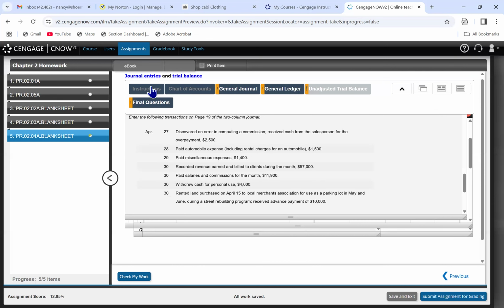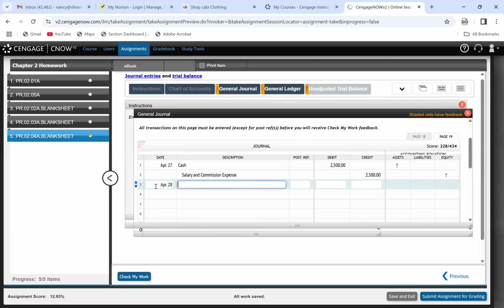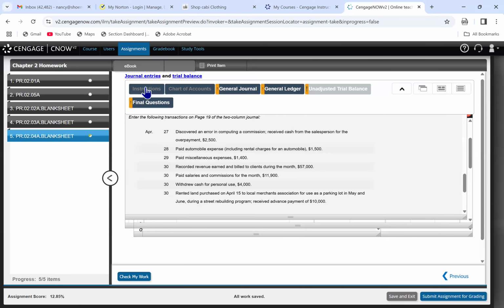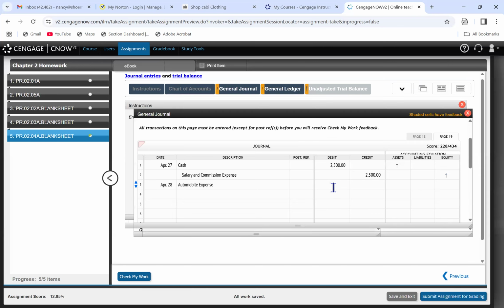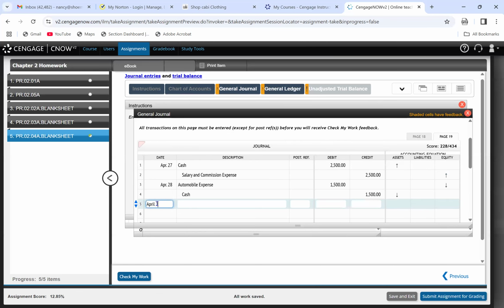Next, we've got April 28th, paid automobile expense of 1,500. So April 28th, automobile expense, and that was 1,500. And then we'll credit our cash for 1,500. Next, we've got paid miscellaneous expenses for 1,400, April 29th. Miscellaneous expense, 1,400, and cash, 1,400.